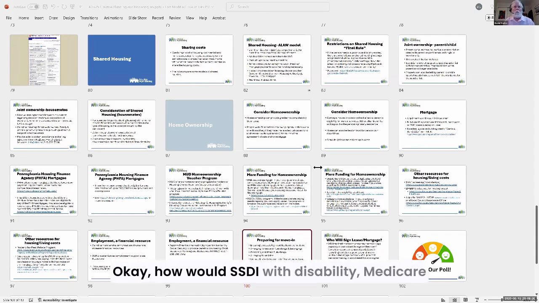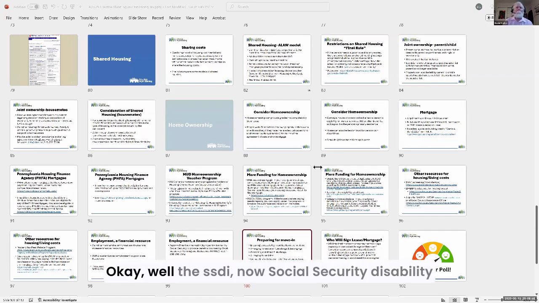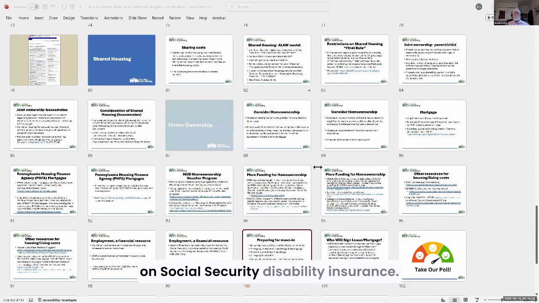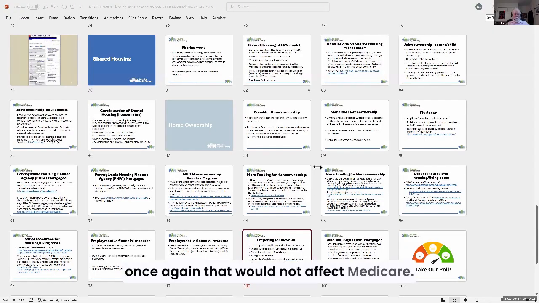Okay, how would SSDI with disability Medicare and a third-party trust affect funding sources for an adult child purchasing a home in PA? Okay, well, the SSDI, now Social Security Disability Insurance, owning a home has no effect on Social Security Disability Insurance. And the payments for that, again, has no effect on Social Security Disability Insurance. As far as the effect on Medicare, once again, that would not affect Medicare.